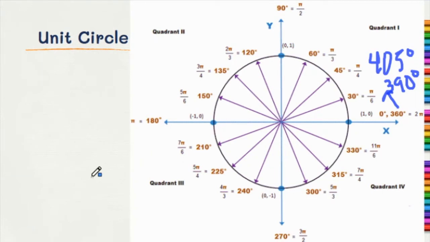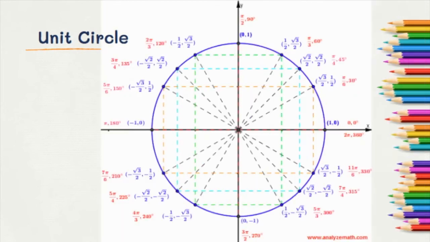And a little bit later, we'll learn a term called coterminal angles. So the angles that are the same but have a different name, like 30 and 390. It is the same place. They're called coterminal angles. We'll talk a little bit more about it later.